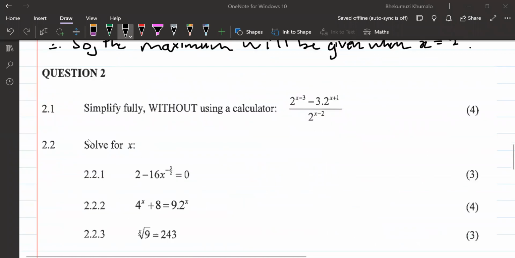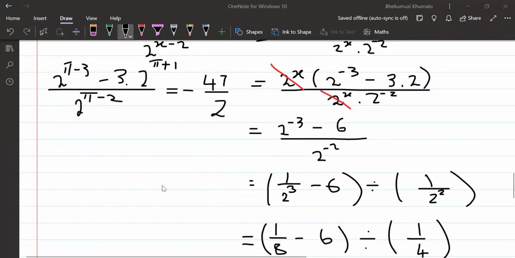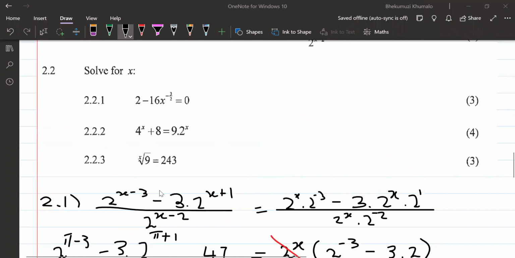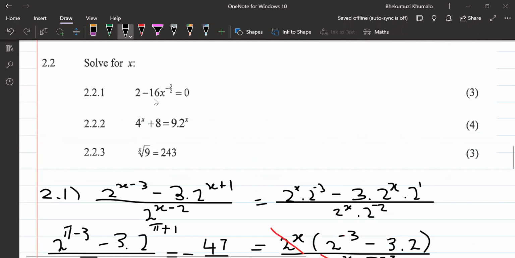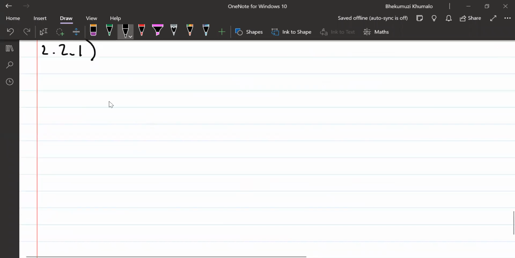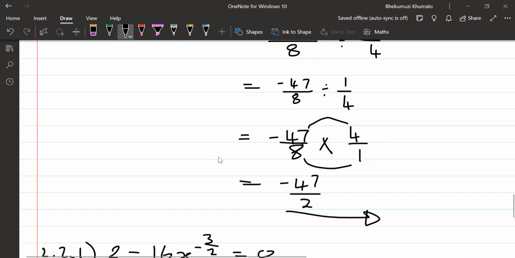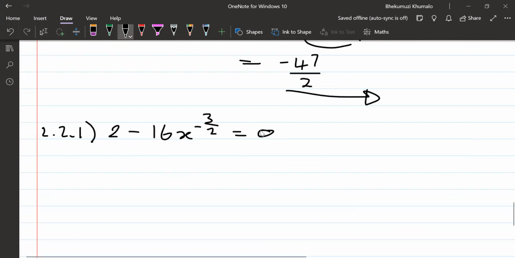Okay, now we do the next question. The next question is basically solving for x when we have exponents. The first one that we have there is 2.2.1, and that's 2 minus 16 x to the power minus 3 over 2, that's equals to 0. Let's check here. Yeah, okay, awesome. So we have this one.